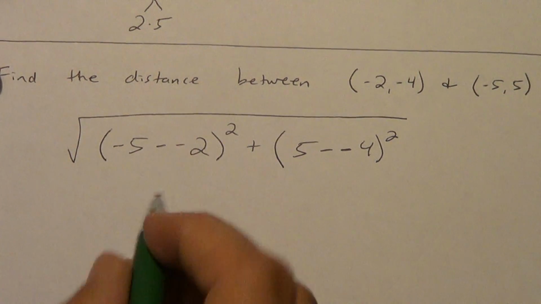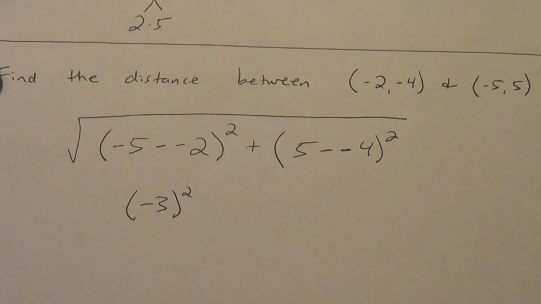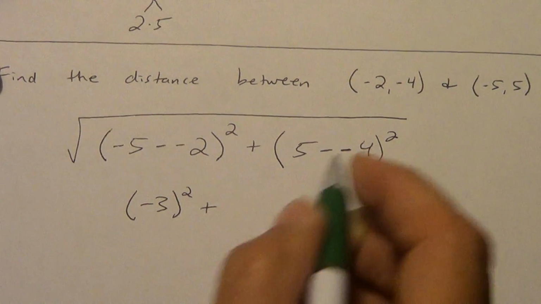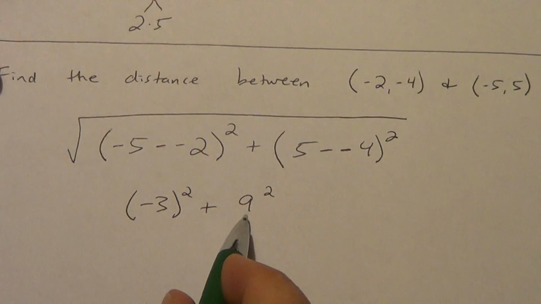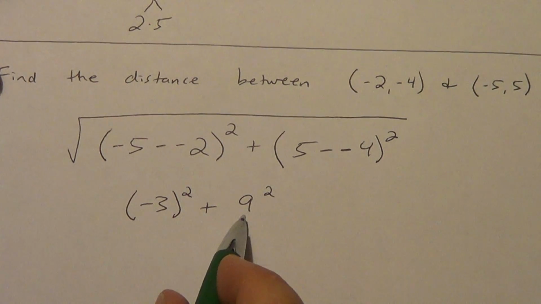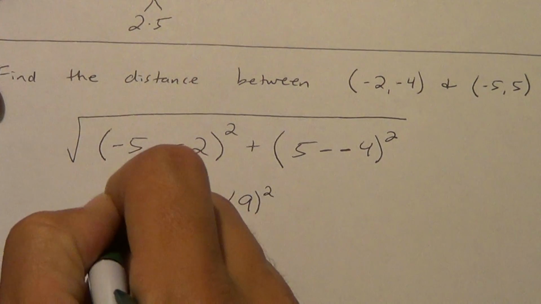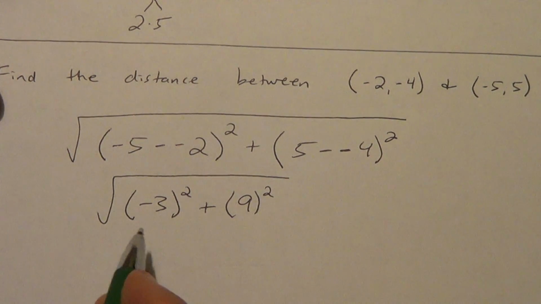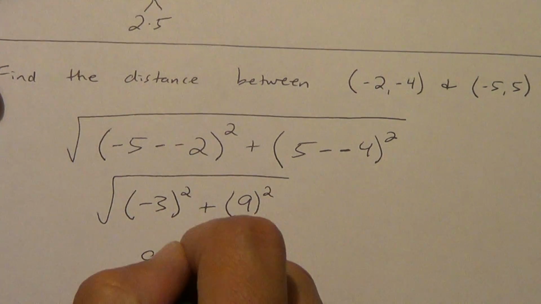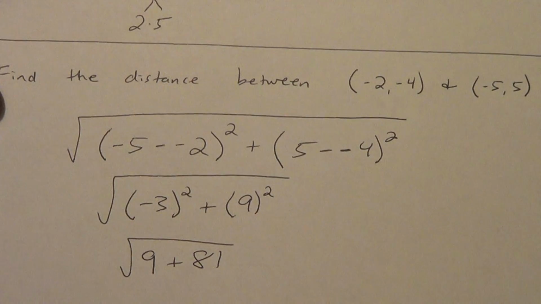So negative 5 plus 2 is negative 3. I must put that in parentheses. Plus 5 minus negative 4. 5 plus 4 is 9. I don't have to put that in parentheses because it's a positive number, but I just like being consistent, doing the same thing all the time, so I'm going to do that. Don't lose your square root. Negative 3 squared. Negative 3 times negative 3 is positive 9. 9 squared is 81. Don't lose your square root.